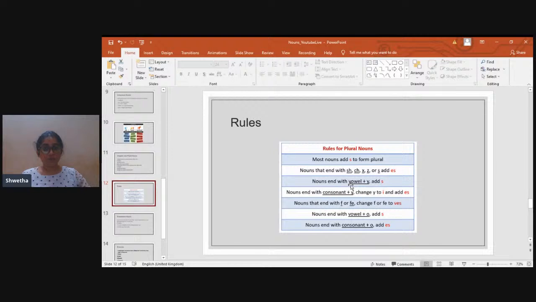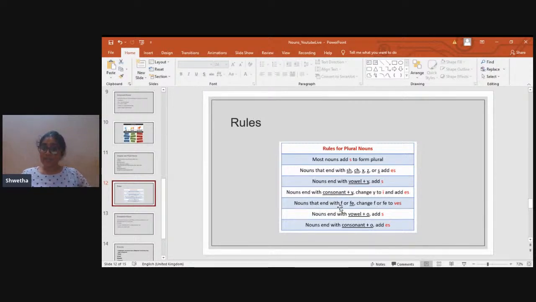Nouns that end with vowel plus Y add S. Now, what are vowels? A, E, I, O, U. These are the vowels. The rest of the alphabet are the consonants. Okay? Nouns that end with consonant plus Y, change Y to I and add ES. What do you do? You change the Y to I and add ES. Okay. Remember, there are some exceptions to this rule as well. So, keep that in mind.